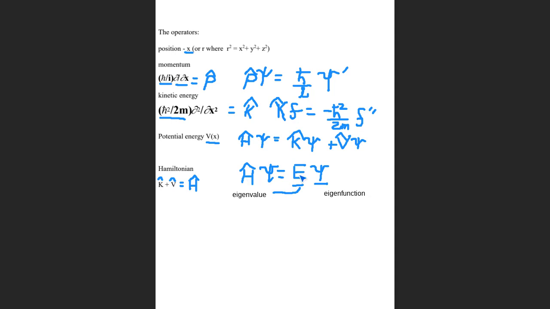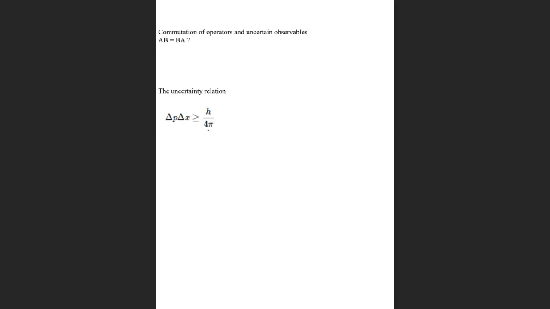And in the case where you do get an eigenfunction for an operator, the eigenvalue is whatever physical thing the operator stands for. The Hamiltonian is the operator for energy, so it would be the energy in this case. Questions here? Okay. We're on page 5 of the lecture handout.